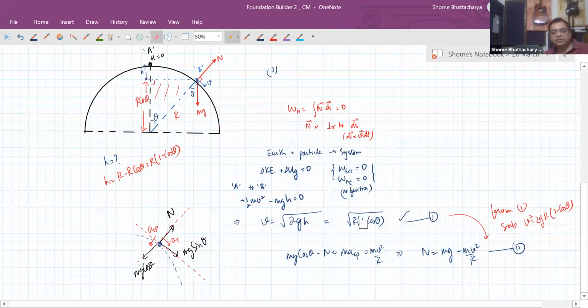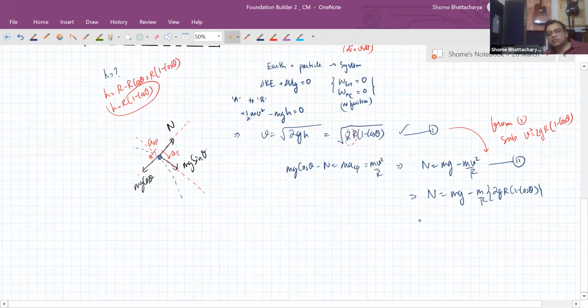Nobody pointed out to me that I missed out the 2 over here. It's square root of 2gr into 1 minus cos theta. So be alert about these things. Make sure you've noted this down. This is 2r, not r, because h is equal to r into 1 minus cos theta. So substitute that here, and we'll get normal reaction as a function of theta as mg minus m by r into v square, which is 2gr into 1 minus cos theta.